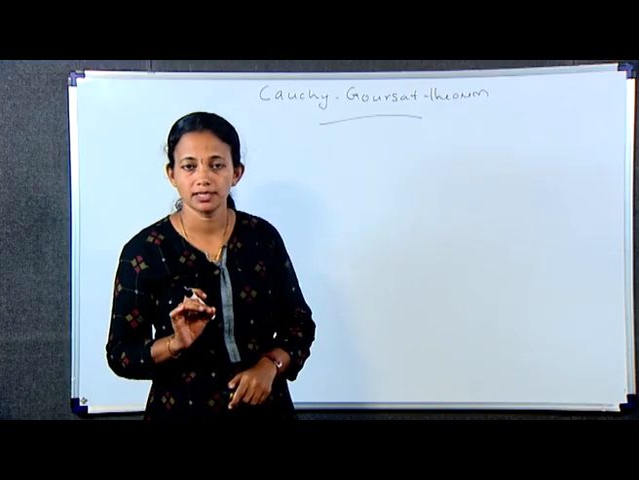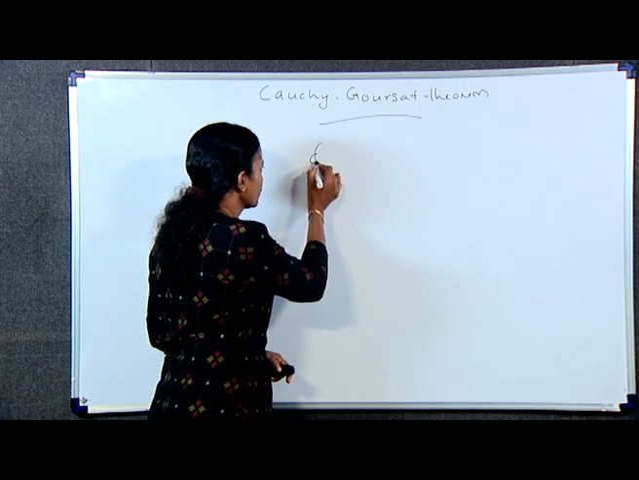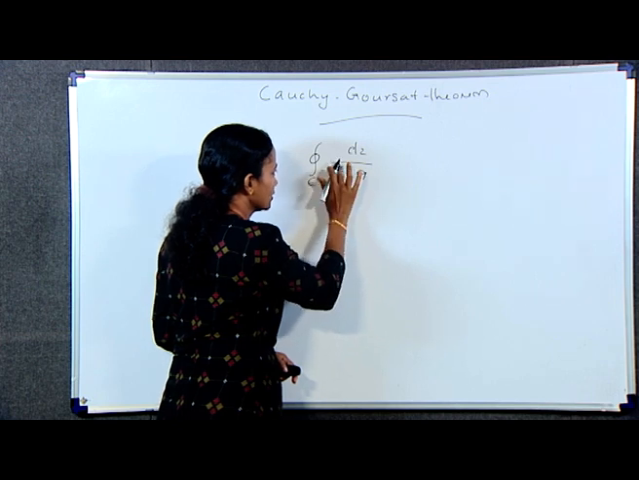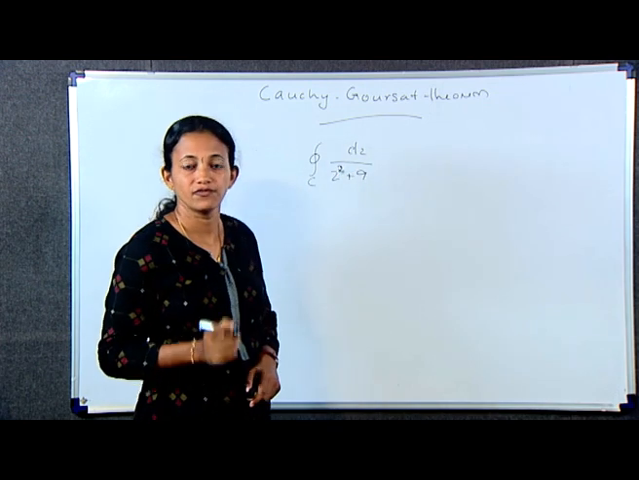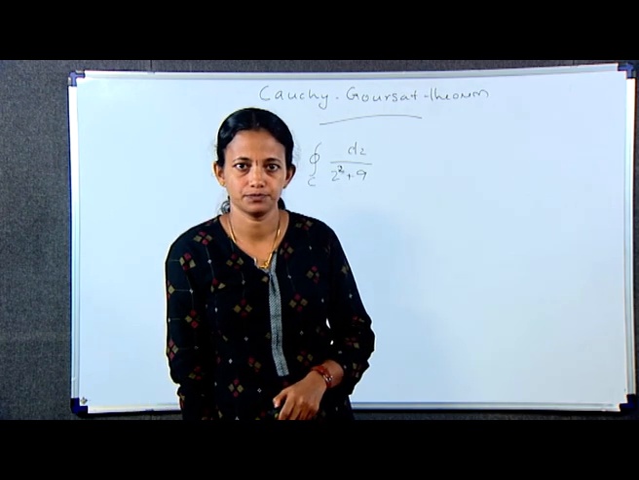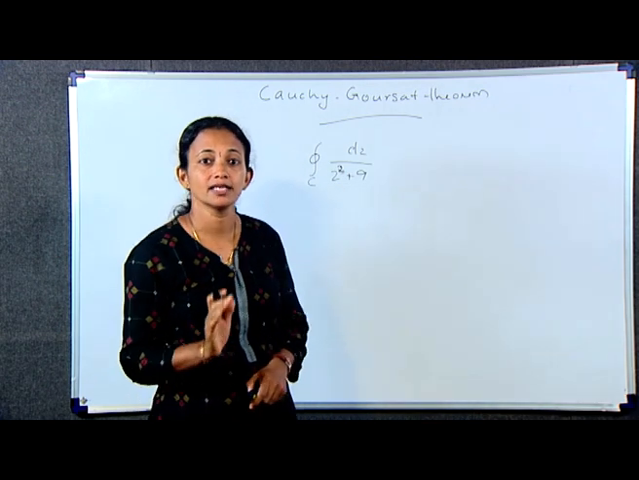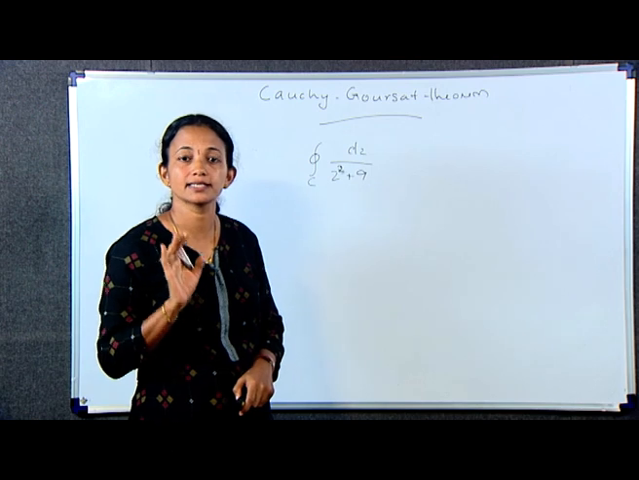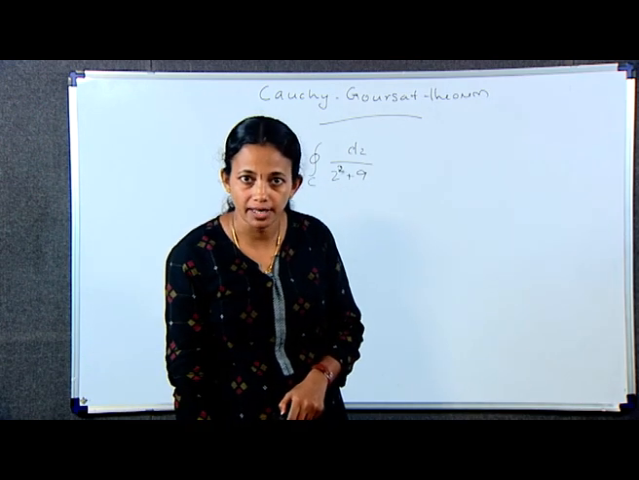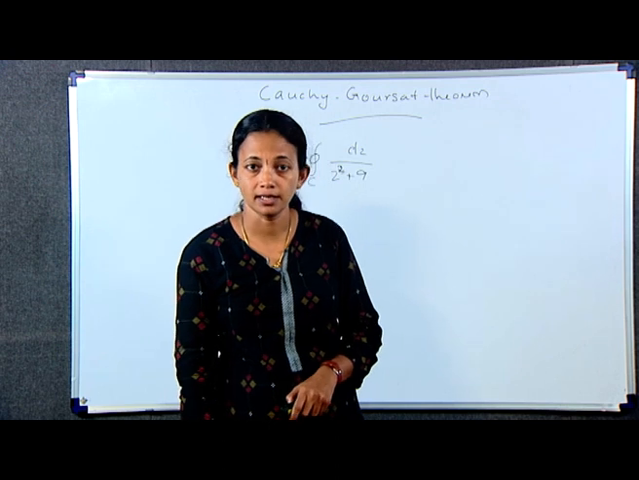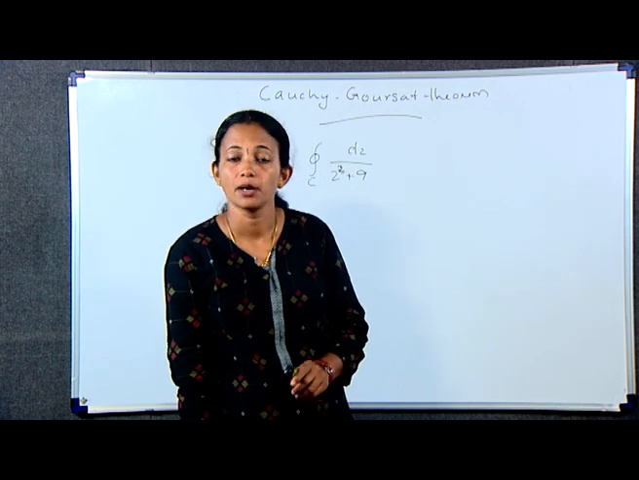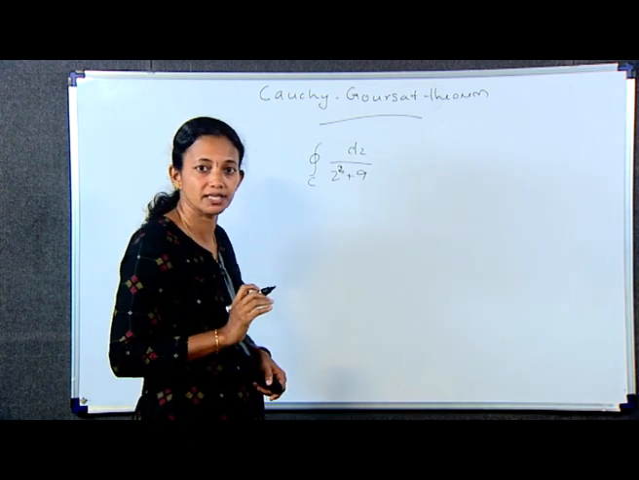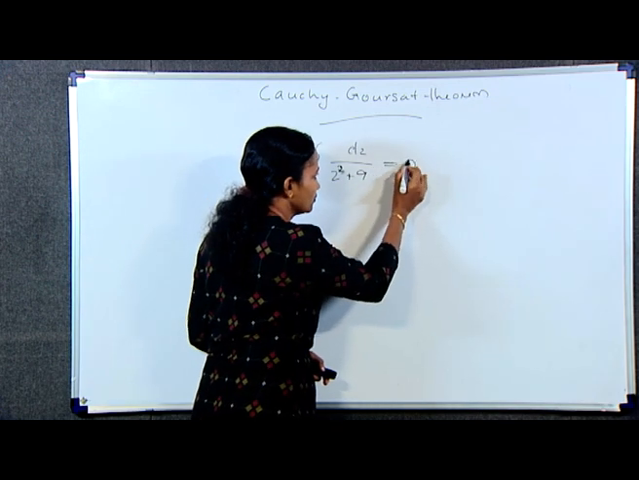Next, we have to evaluate integral over C of dz by z square plus 9, where C is the unit circle. The solution is that the integrand 1 by z square plus 9 is not analytic at z is equal to plus or minus 3i, but all these points lie outside C. None lie on C or inside C. Hence, by Cauchy-Goursat theorem, integral over C of dz by z square plus 9 is equal to 0.